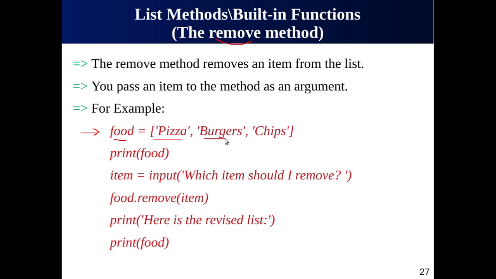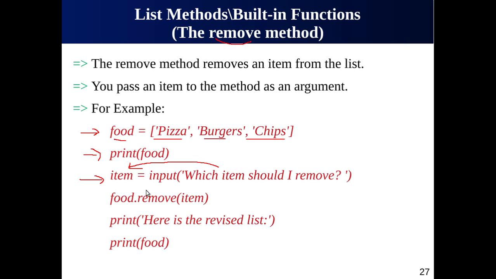In this case, we have 3 elements, that is pizza, burgers and chips. If you want to print the list items, it will display these items. Now I want the user to provide a value and I assign that value to the variable item. Now I'm going to take a decision over the item.